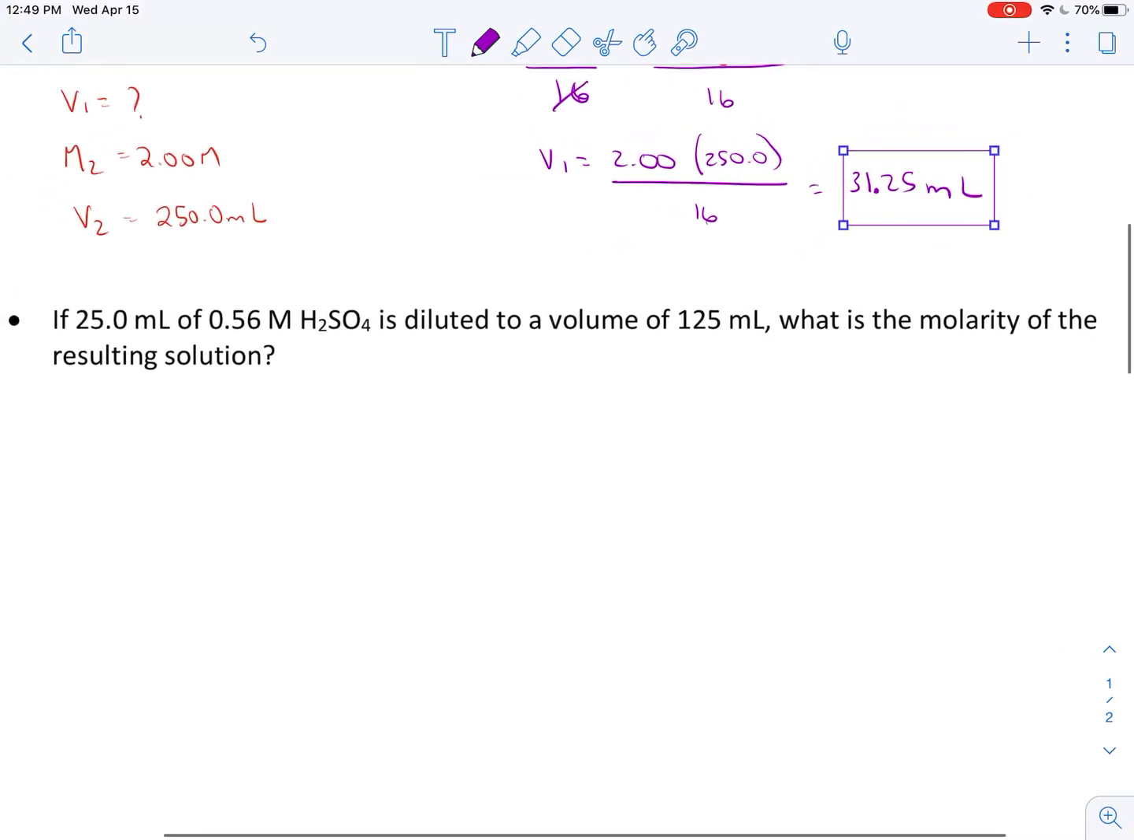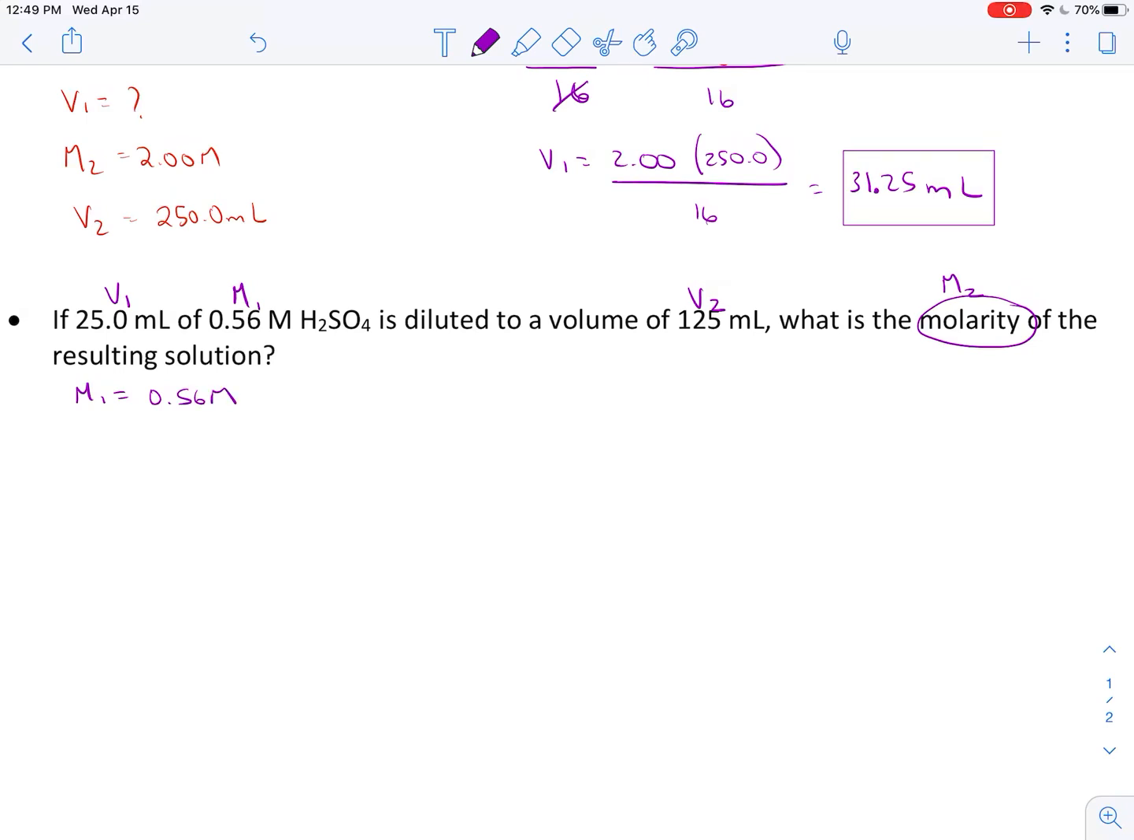Okay, let's try another one here. Hopefully that first one was pretty simple. It says, if 25 milliliters, that looks like a volume, of 0.56 molar M1 H2SO4 is diluted to a volume of 125, so my total volume is V2, what is my molarity? So we're looking for M2 in this case. Right now what we know, to the side: we have 0.56 molar. We have 25 milliliters. M2 is our question mark in this case, and V2 is 125 milliliters.